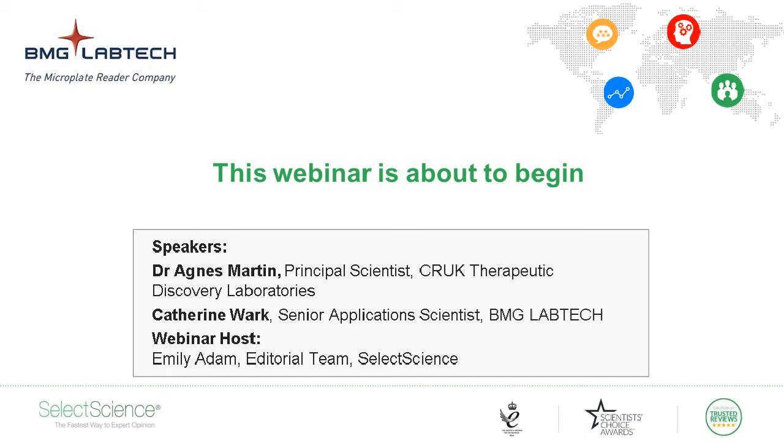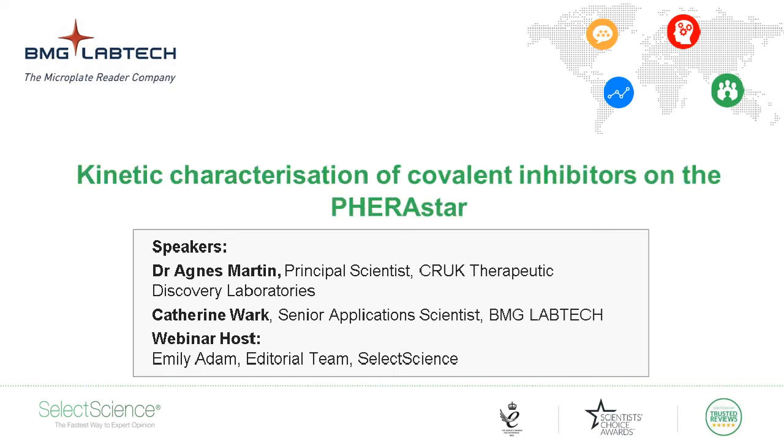Hello, and a warm welcome to today's Select Science webinar entitled Kinetic Characterization of Covalent Inhibitors on the PHERAstar. My name is Emily Adam, and I will be moderating today's presentation. This webinar covers biochemical strategies for characterizing covalent compounds in vitro, exemplified by the recent discovery of a new covalent inhibitor targeting the hitherto undruggable cancer target USP7.